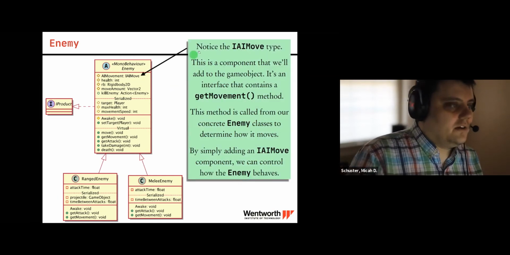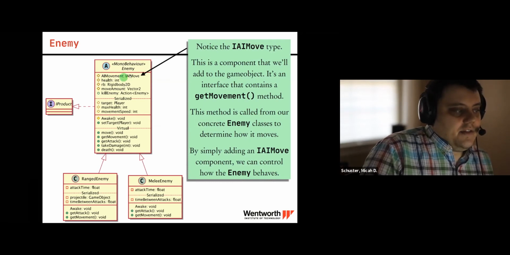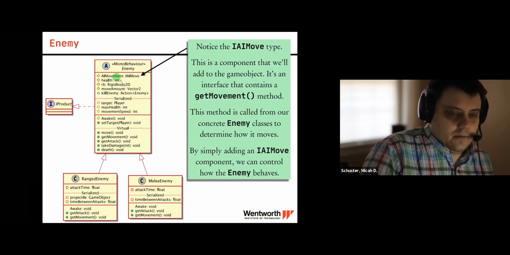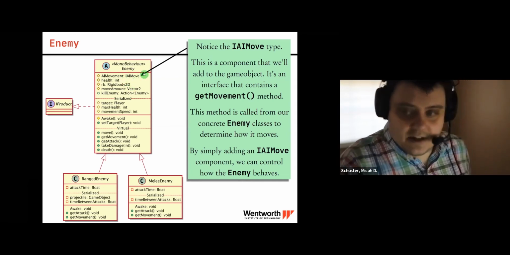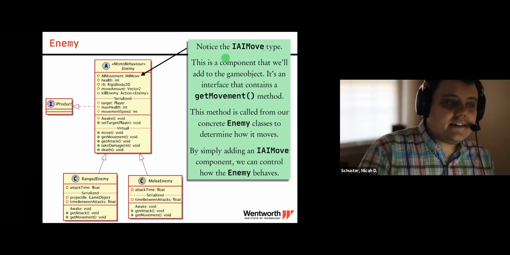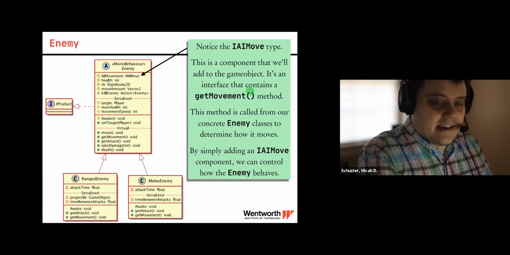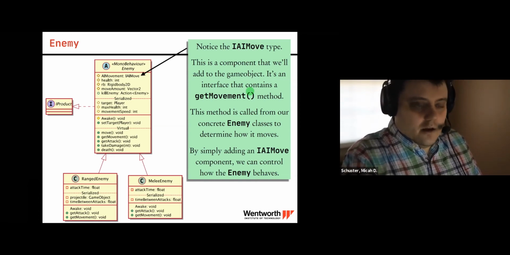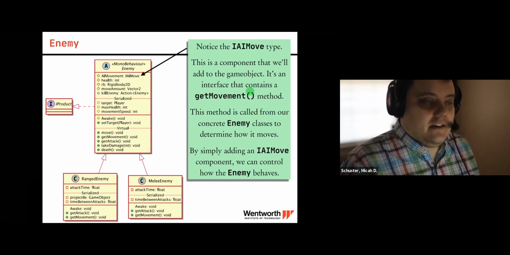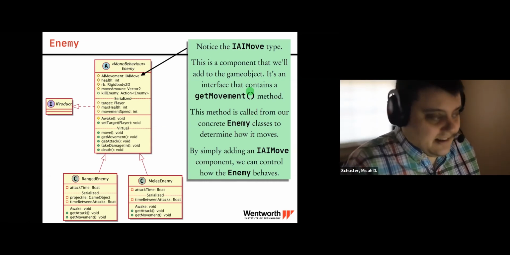Now, one of the special ones here I want to talk about is this AI movement variable of type IAIMove. It's an interface. I started with a capital I, so it is an interface. This is a component that we're going to add to the game object. You can do the same exact thing with the factory if you wanted to. We made the factory just a regular class, not a game object, and specifically not a MonoBehaviour.